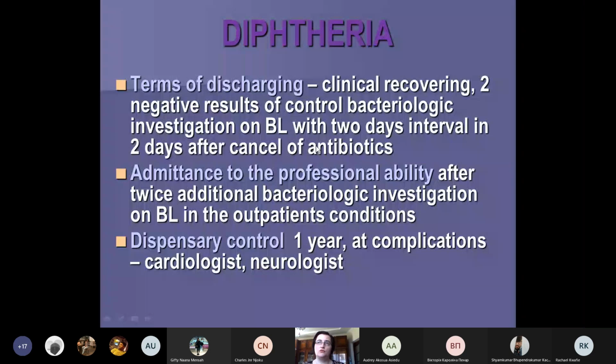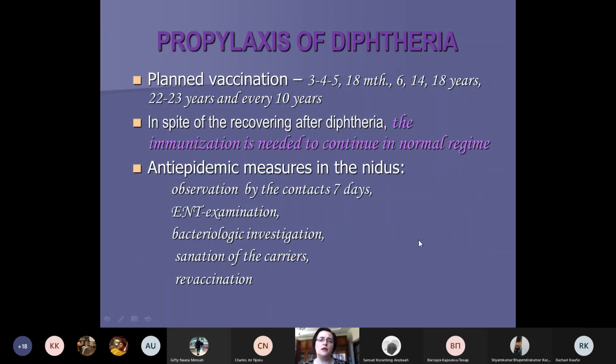We will speak about such diseases as meningococcal infection and diphtheria more carefully in practical classes, and if you have questions, we will discuss them. Prophylaxis of diphtheria, I hope you remember, yes, vaccination against diphtheria is included in the immunization schedule, exactly what you see here: 3, 4, 5, 18 months, 6, 14, 18 years, 22, 23, and each 10 years you are revaccinated.